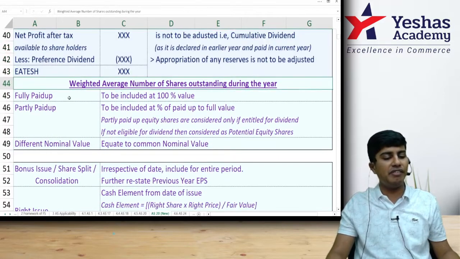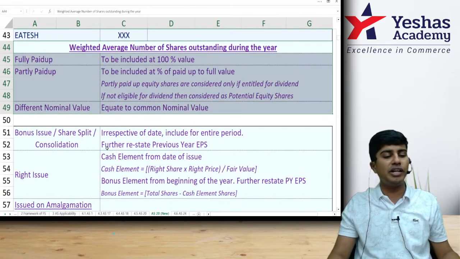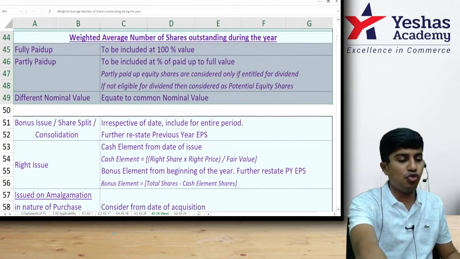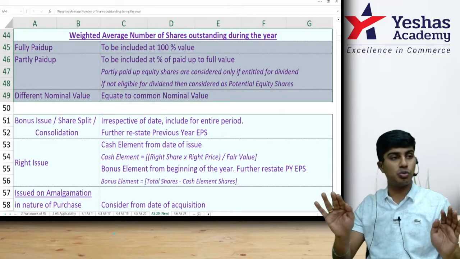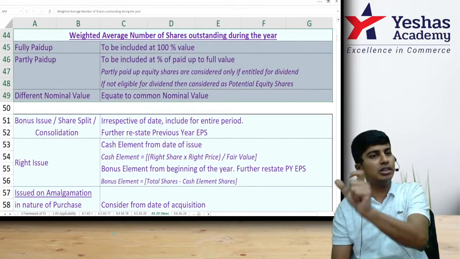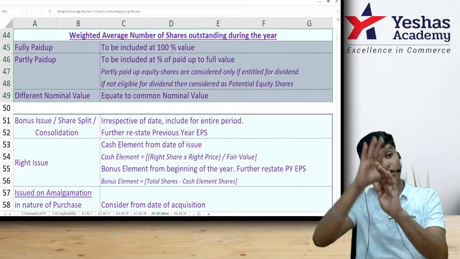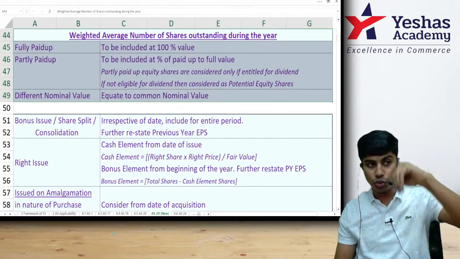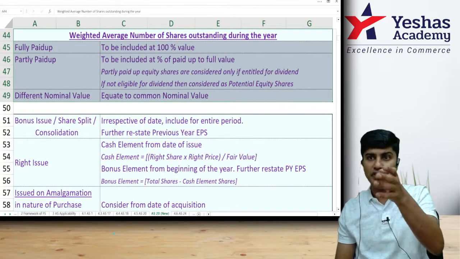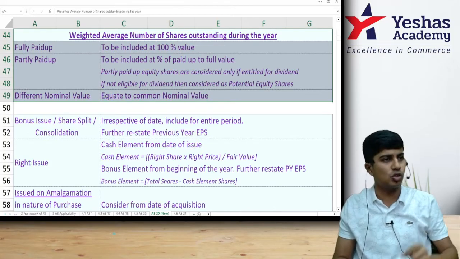Next we have the weighted average number of equity shares. How to compute the weighted average number of equity shares? If a share is fully paid up, we will take 100% of its value. 10,000 shares fully paid up, 10,000 shares into 100%. If they are opening balance, full year. If they are issued during the year, time from the date of issue till the year end, however many months are there, so many we will take.